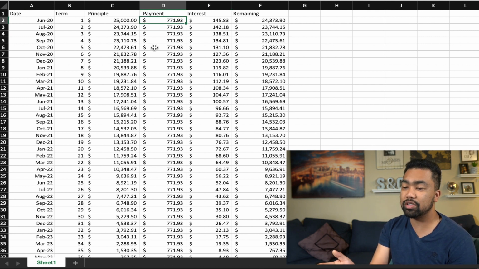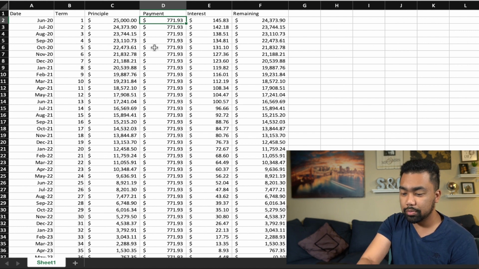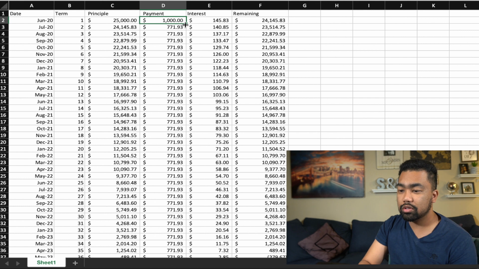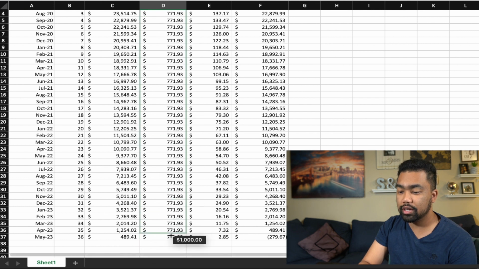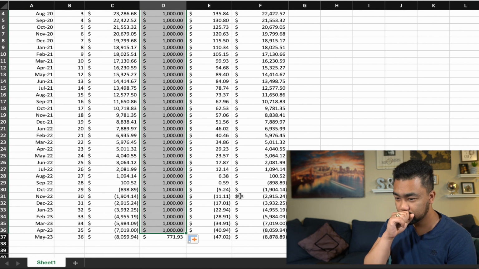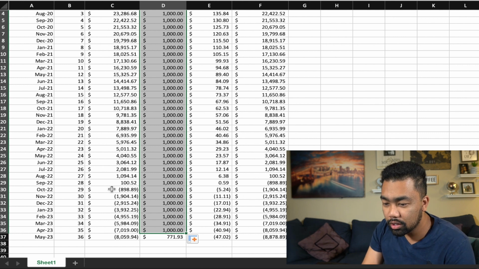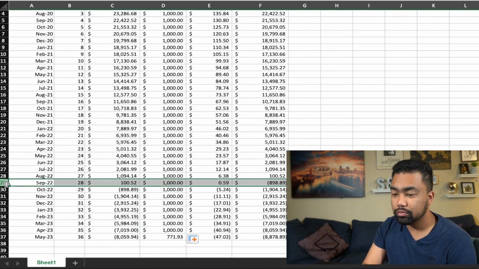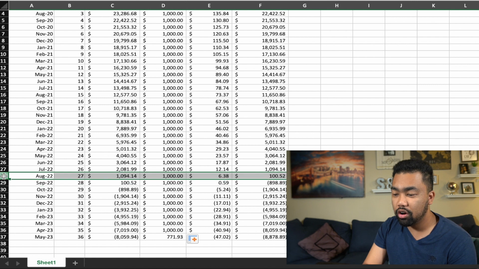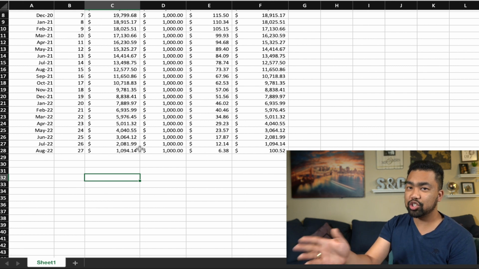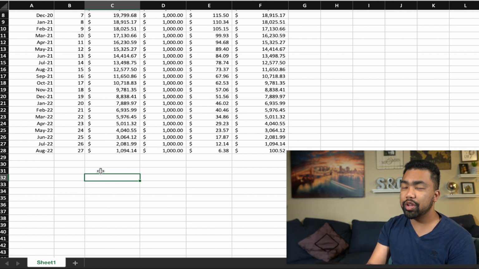So instead of paying $771, let's just pay $1,000 each month. Okay, so we pay $1,000. Just drag it down here. Okay, so it looks like we'll be able to pay the car off within 27 months. So again, by paying just that extra $230 a month, you pretty much knock 8 to 9 months off of that loan.